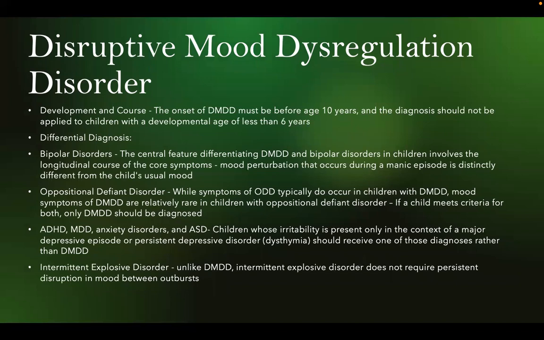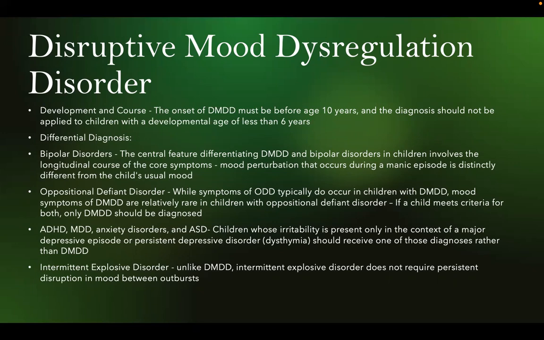The onset of DMDD must be before age 10, and the diagnosis should not be applied to children with a developmental age of less than 6 years. As we know, sometimes chronological age is different from developmental age, so there is some clinical assessment that needs to be done to see developmentally where the child is.